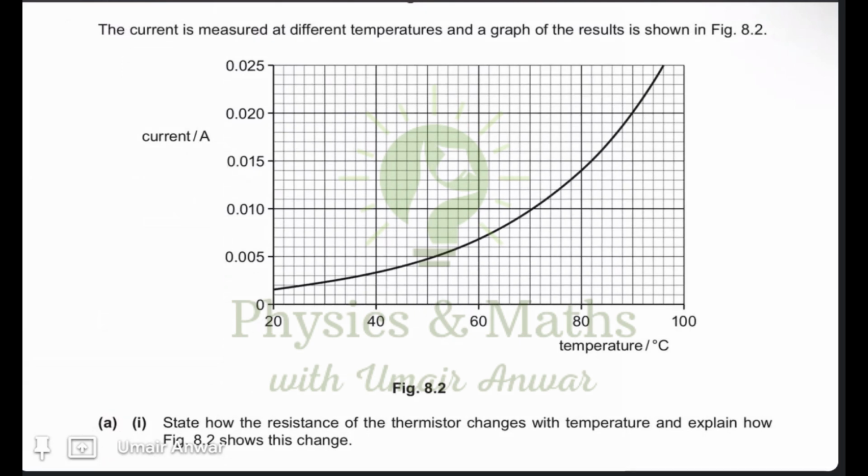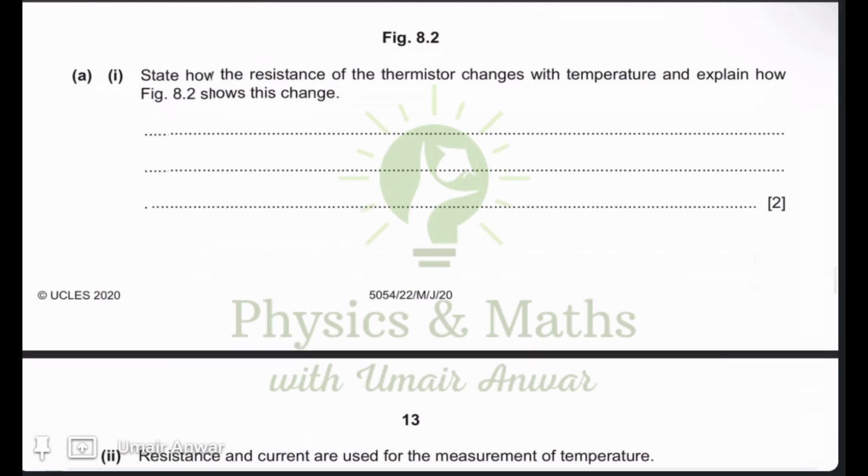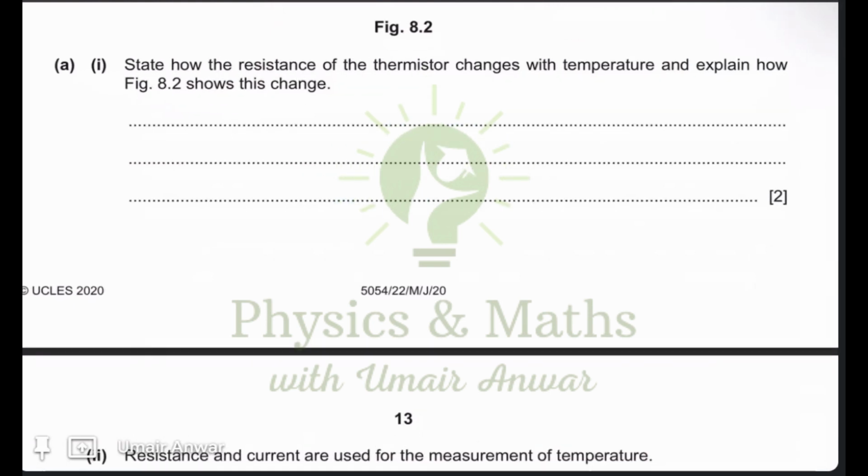So in this graph, we can see that when the temperature increases, the amount of current is also increasing, but they are not directly proportional. It is a curve which shows that they are related to each other, but they are not directly proportional. State how the resistance of the thermistor changes with the temperature and explain how figure 8.1 shows this.